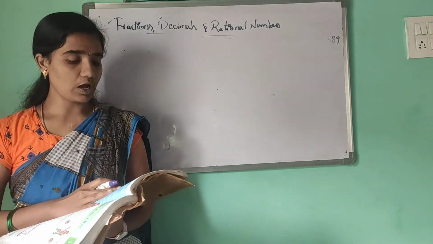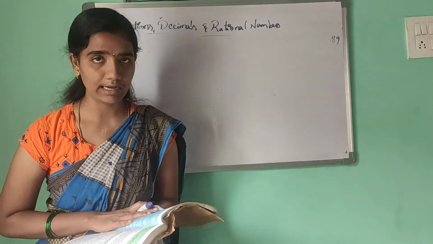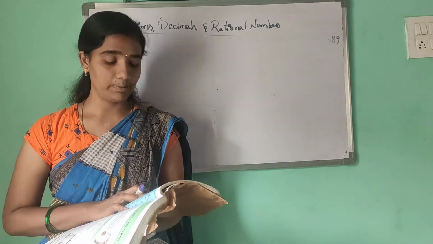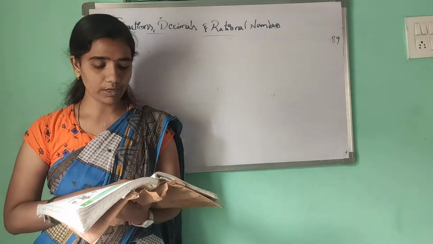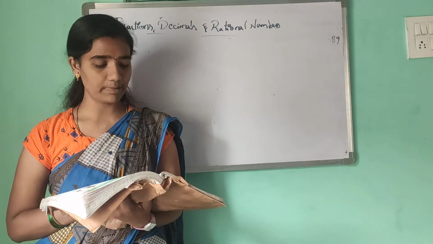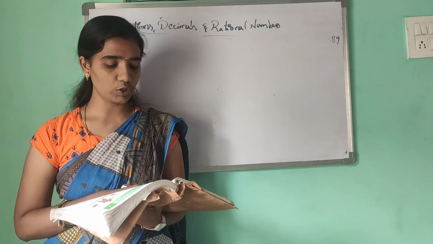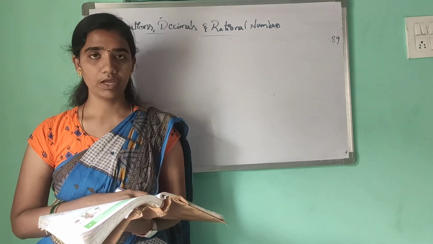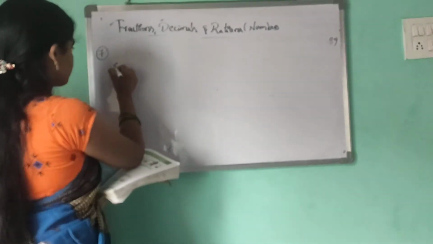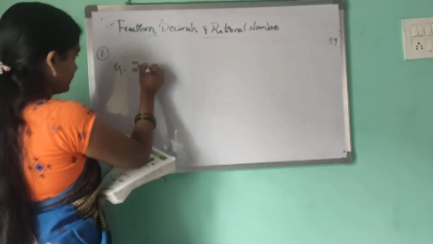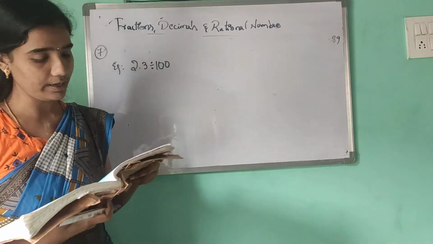We have learnt how to divide decimal numbers. Is it correct? Yes, we already learned how to divide decimal numbers. First one, to divide a decimal number by a whole number, we first divide them as whole numbers. Then we place the decimal point in the quotient as in the decimal number. For example, 2.3 divided by 100.